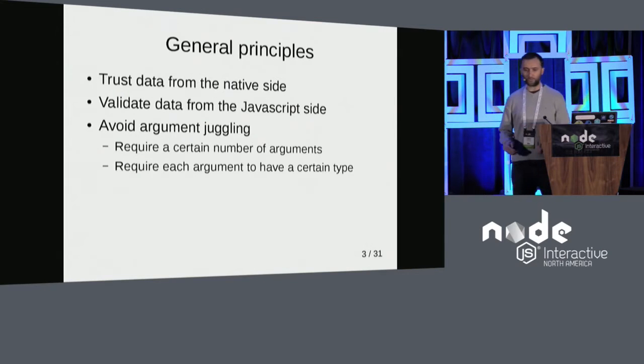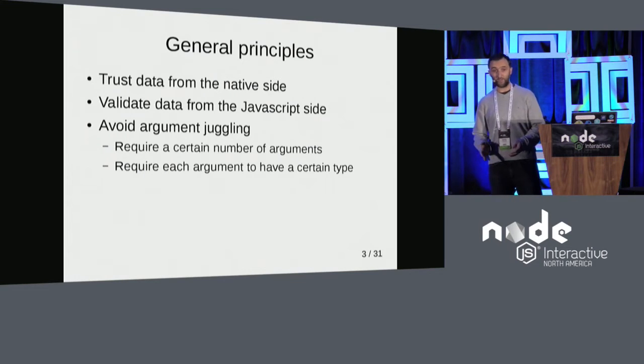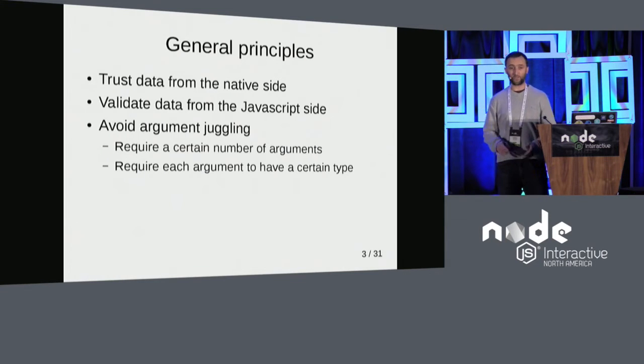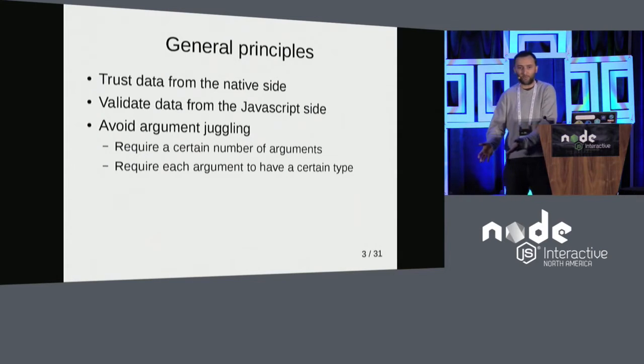The general principles that I found are very useful when writing bindings for a C library are to always trust data from the native side, because the native side is strongly typed. An integer is an integer, a string is a string. You don't need to worry about validating data types. And if the data is wrong, well, the data is wrong. You didn't write the library. You're just conveying the data to JavaScript, so you don't validate it yourself, right?